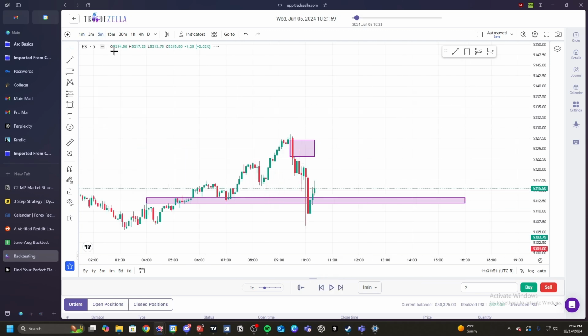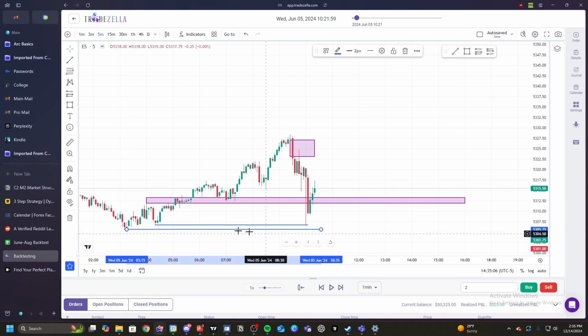Let's see how the 5 minute looks. We did sweep this low down here, but we haven't swept this one. But I do see possibility for a reversal if we get a market structure shift plus fair value gaps. So let's see.